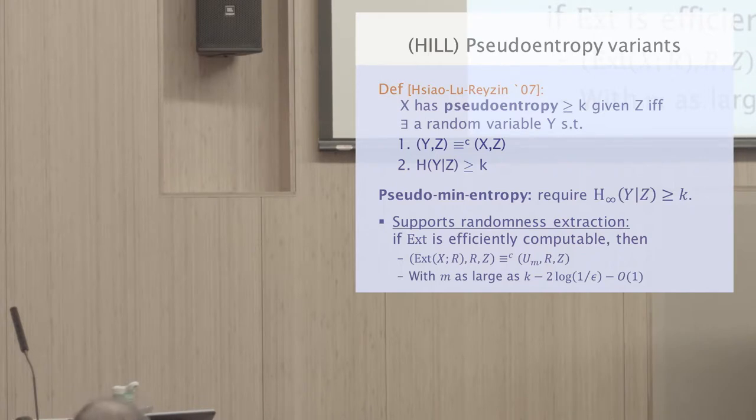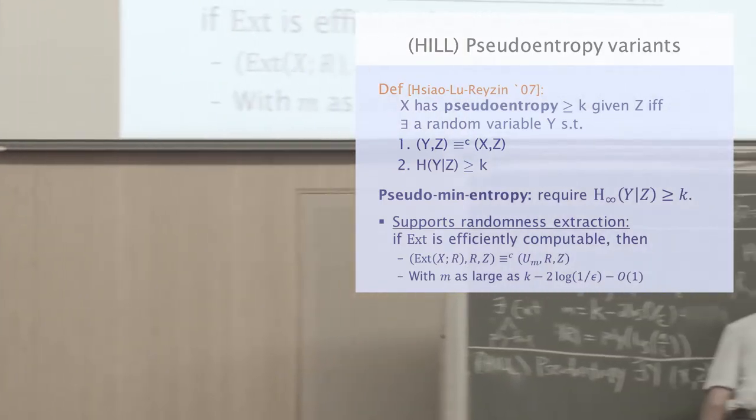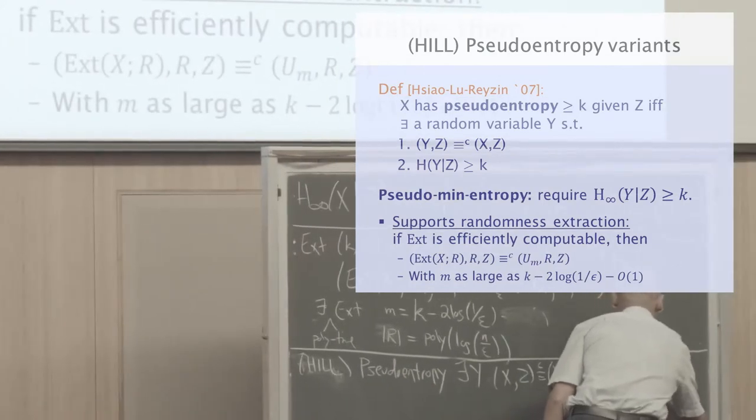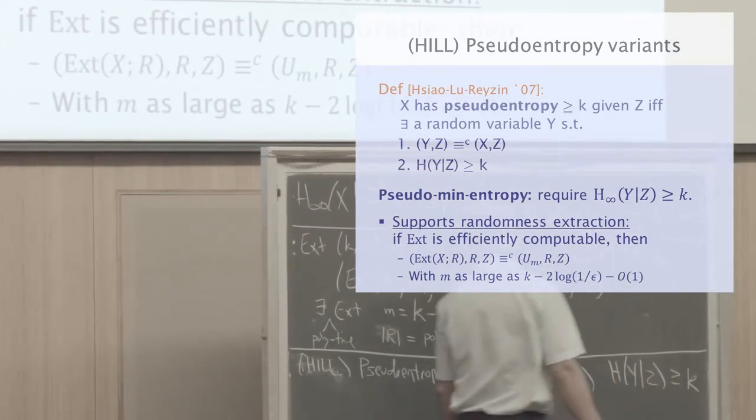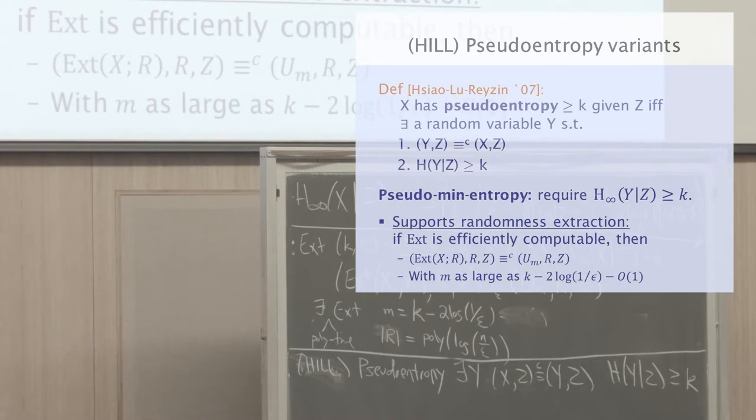There exists y such that (x, z) is computationally indistinguishable from (y, z), and the entropy of y given z is at least k, or min entropy, or unconditional, all these variants. All right, so why do I say Hill pseudo-entropy is the most useful of the computational entropies?